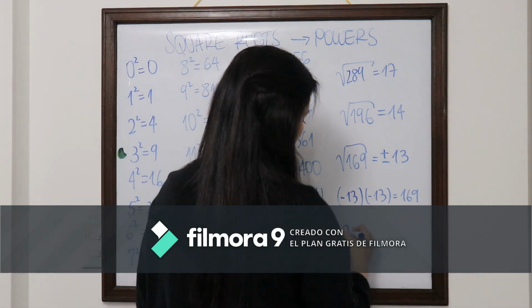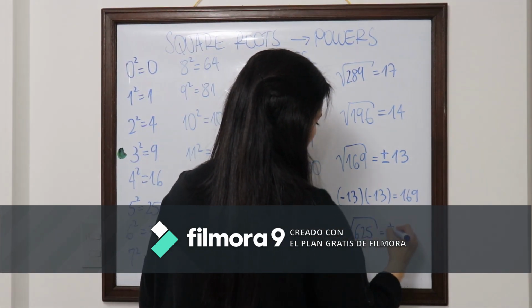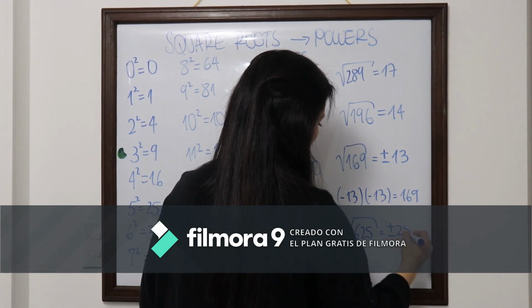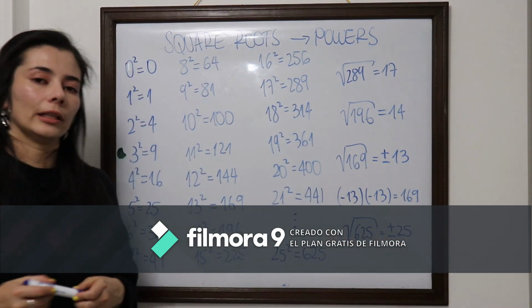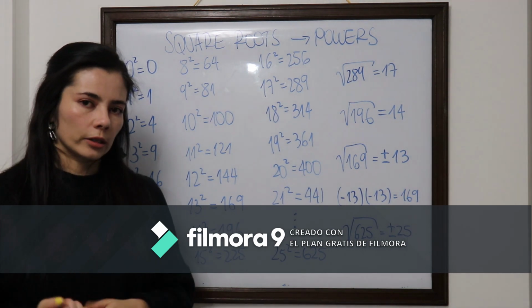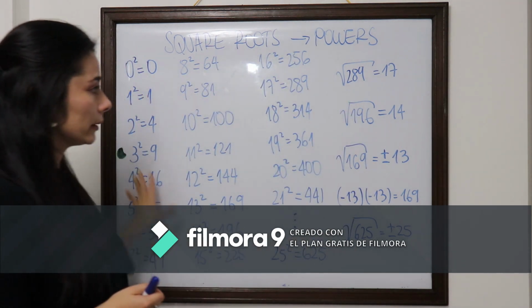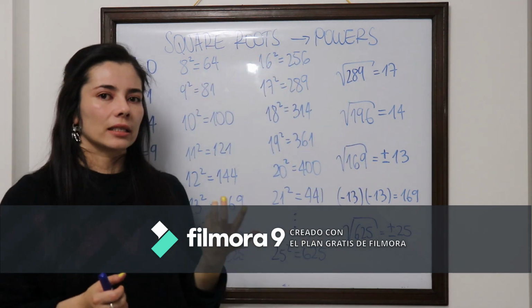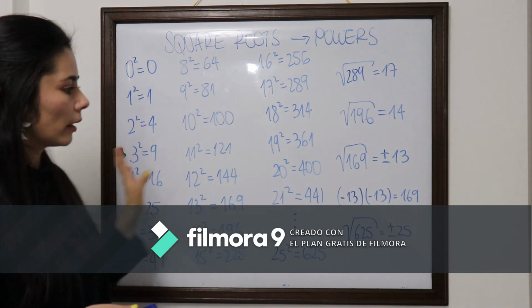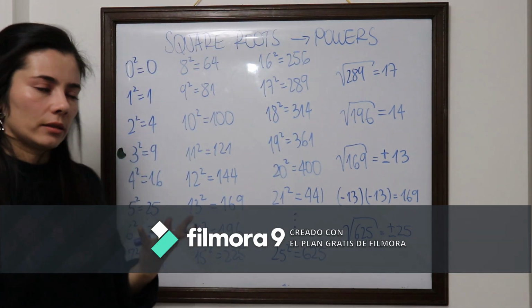If I have the square root of 625, then that's going to be positive or negative 25, because both are reasonable answers to that square root. Now this is for what I know as exact square roots. These are exact square roots. What do we do when we have inexact square roots?